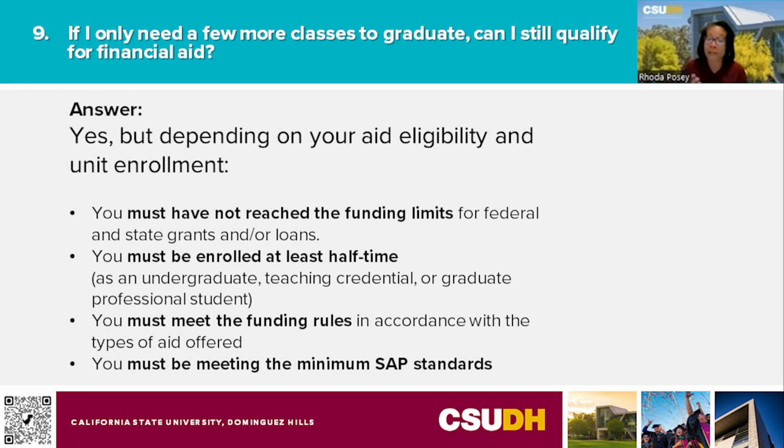You must be enrolled at least half time. That depends on if you're coming back as an undergraduate student, a credential student, or graduate professional student. You must be meeting the funding rules in accordance with the types of aid being offered, because there are different rules for different types of aid. And you must be meeting the minimum SAP standards. This is not to discourage you. Definitely apply, so that we can actually determine your aid eligibility to help you finish up your program.